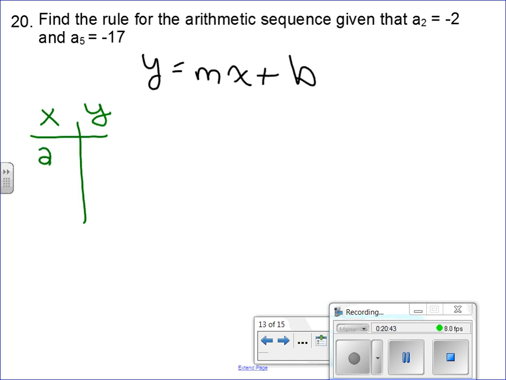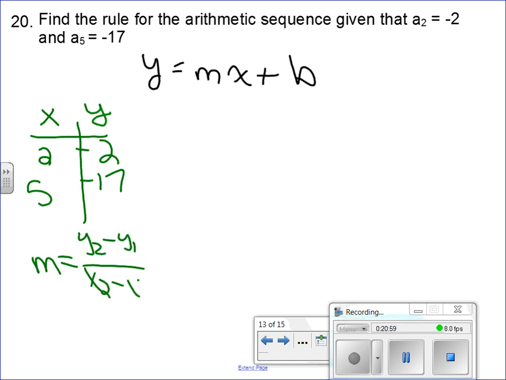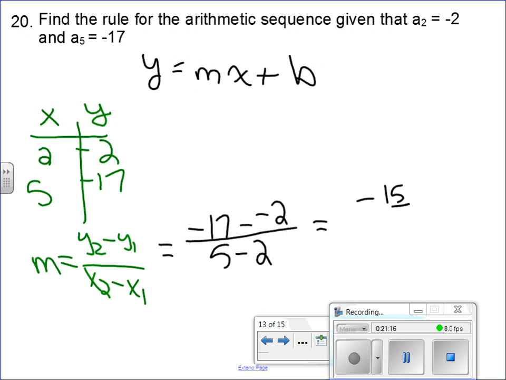This little guy, the subscript is an x. The big guy is a y. And that would make this little subscript of 5 an x, and that negative 17 a y. The formula you would need to know is y2 minus y1 over x2 minus x1. That's your slope formula. So we're going to start by calculating our slope. Negative 17 minus negative 2 over 5 minus 2 will be negative 15 over 3, which is negative 5. There is your slope.